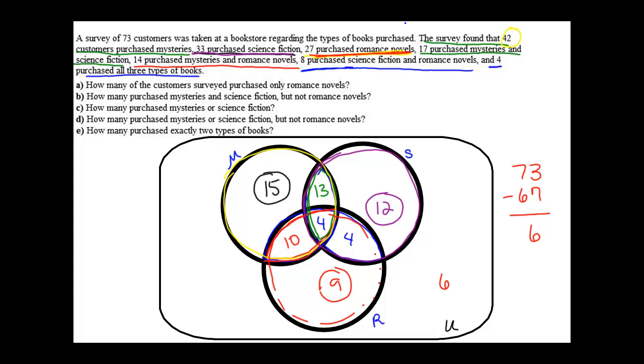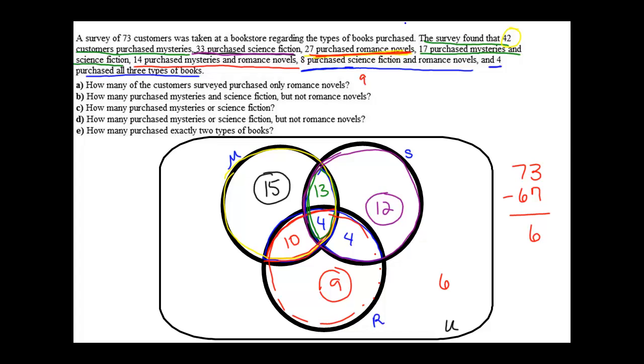How many customers surveyed purchased only romance novels? Only romance novels would be in this region that contains 9. The 10, the 4, and 4 had other books that they purchased as well. So just 9.